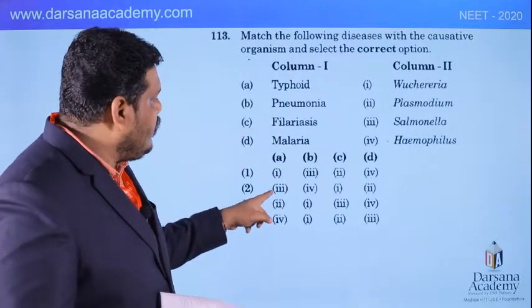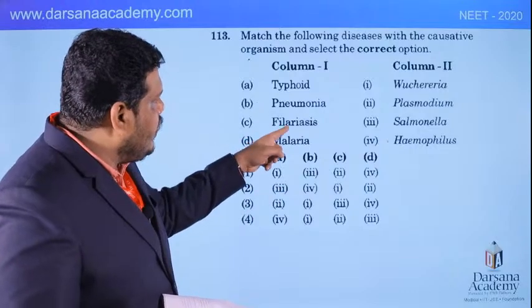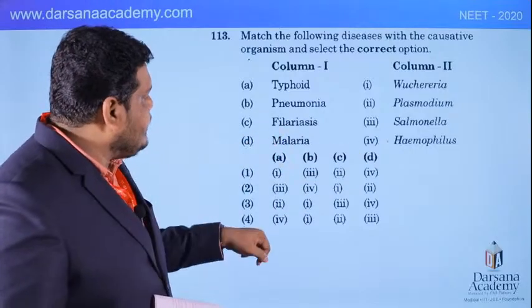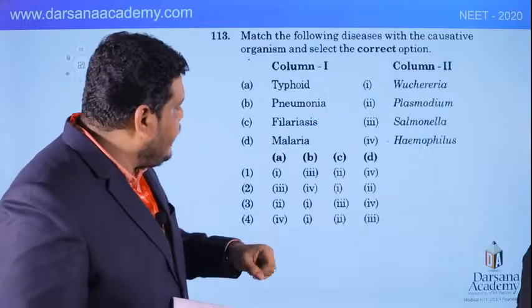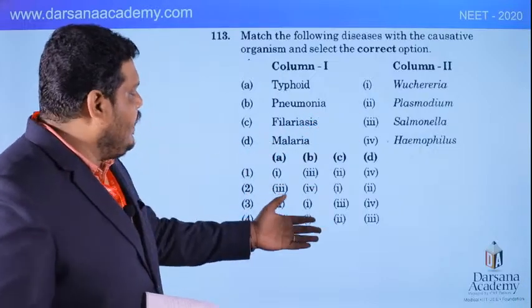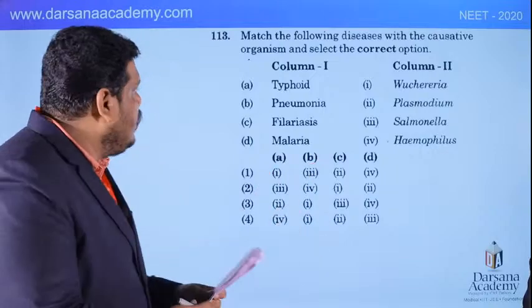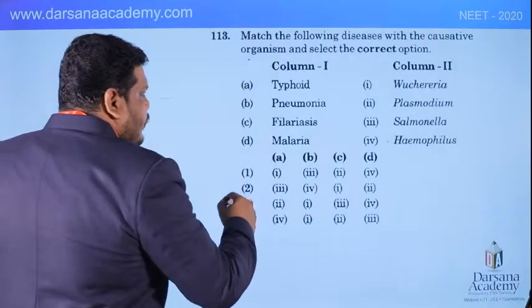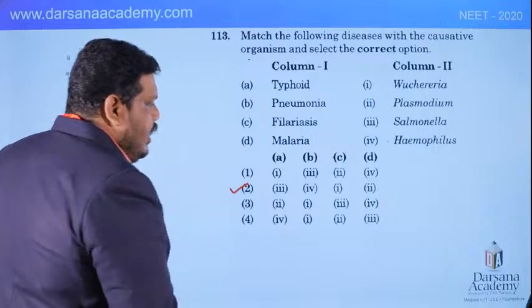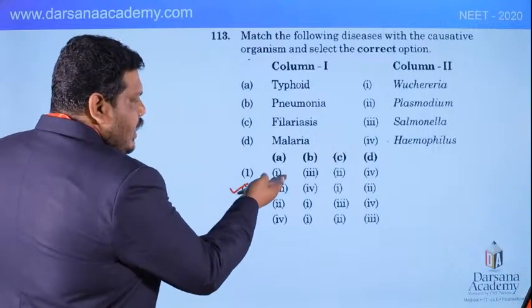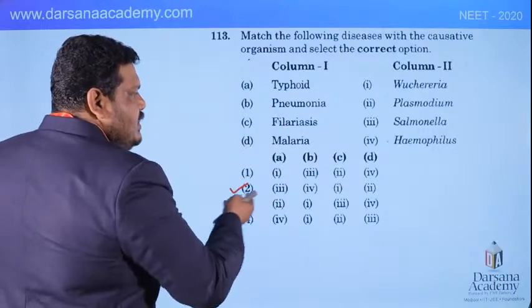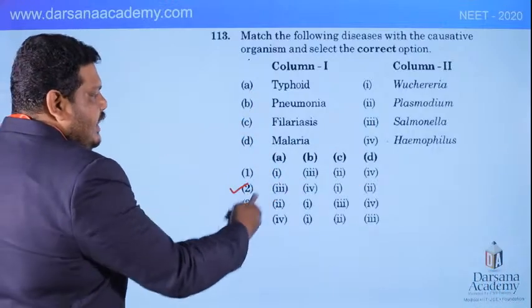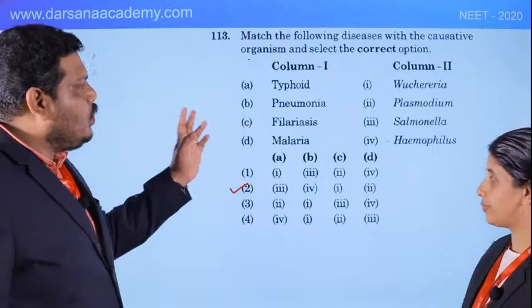A with 3, only one option is there, A with 3. And pneumonia is Haemophilus influenzae, that is 4. Filariasis means it's connected with the Wuchereria, that is 1. So apparently the answer should be option 2. If you know the correct sequence of diseases, the option is directly there, with no confusion, because if you know the first answer, you can directly select the option, isn't it? So option number 2 is the answer.